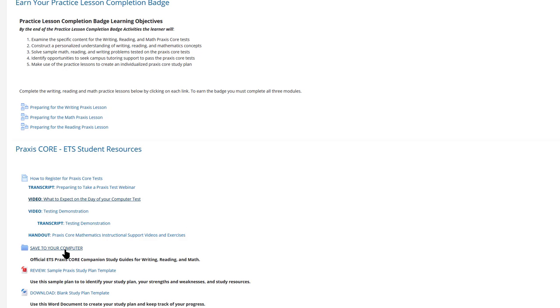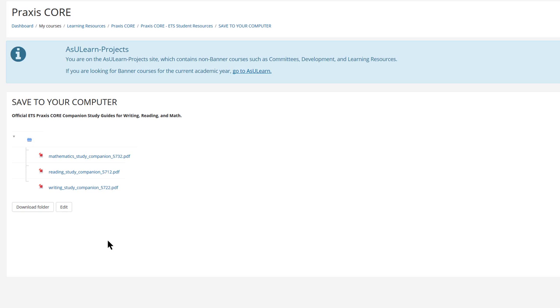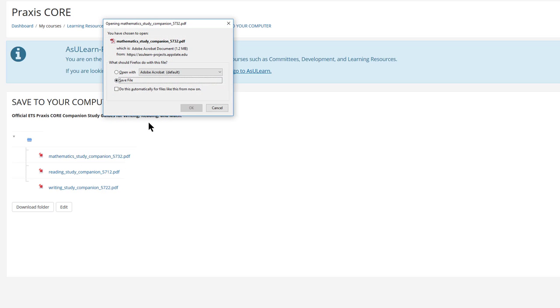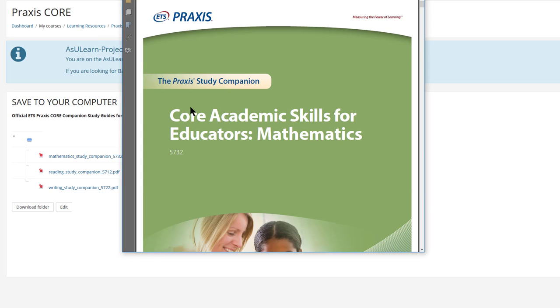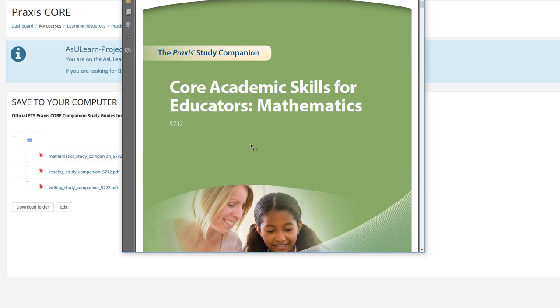This next, save to your computer. These are 3 files that will be important as you work through your study plan. These are the 3 study companions that ETS provides everyone for free. They give you a full detail. You can open them up in Adobe. The full detail of the Praxis Core test. Each of these 3 are formatted in a similar way.